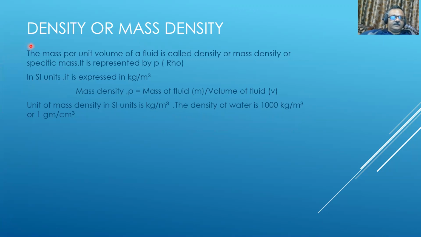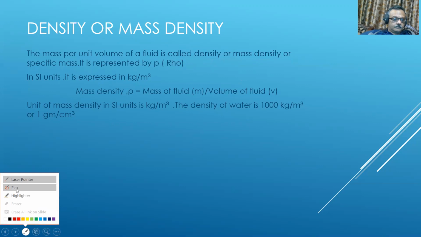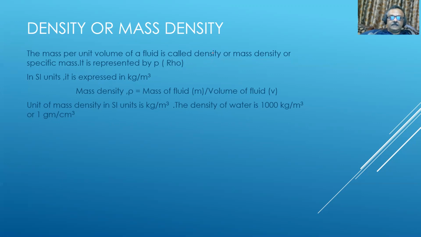Now the next definition is density or mass density. So what is the definition? It is the mass per unit volume of a fluid and is called density, mass density or specific mass.